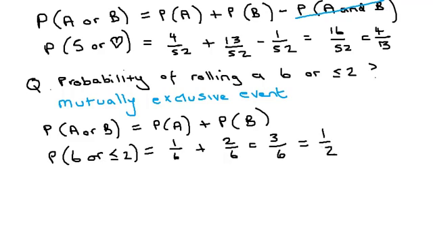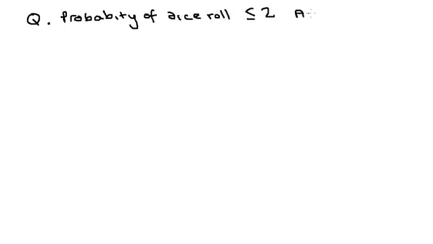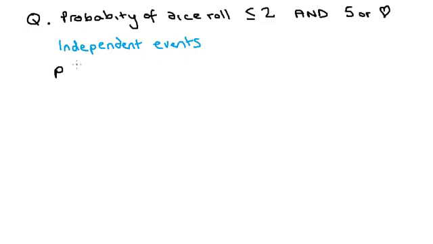Next, let's look at AND probabilities. Example question. Find the probability of rolling less than 2 on a die and finding a 5 or a heart in a deck of cards. These are what we call independent events. The probability of you choosing any particular card is completely independent of rolling a number on a die. Here's what our formula looks like.